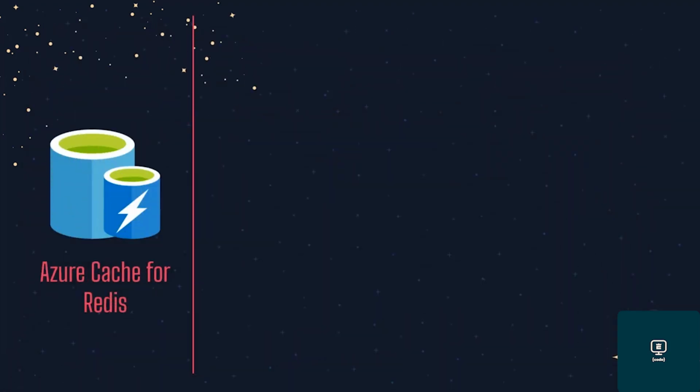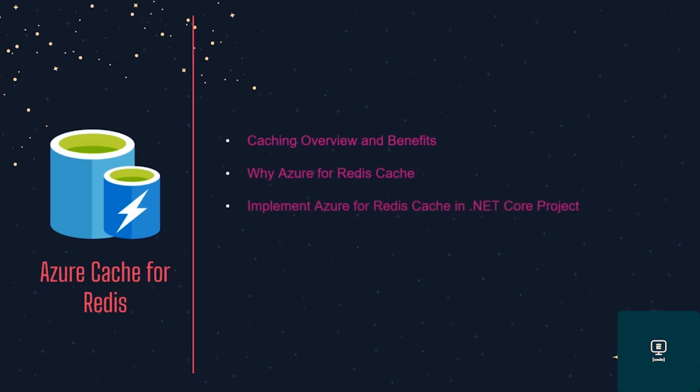Finally, we will have our last service, which is Azure Cache for Redis. We will first understand what is caching and what are the benefits and why we should use Azure Cache for Redis. We will also implement the Azure Cache in .NET Core project and see caching in action. Finally, we will see how to invalidate a Redis cache based on the timer.